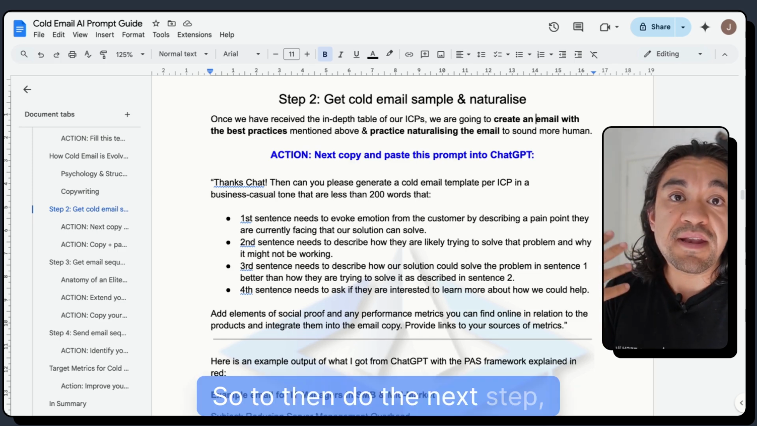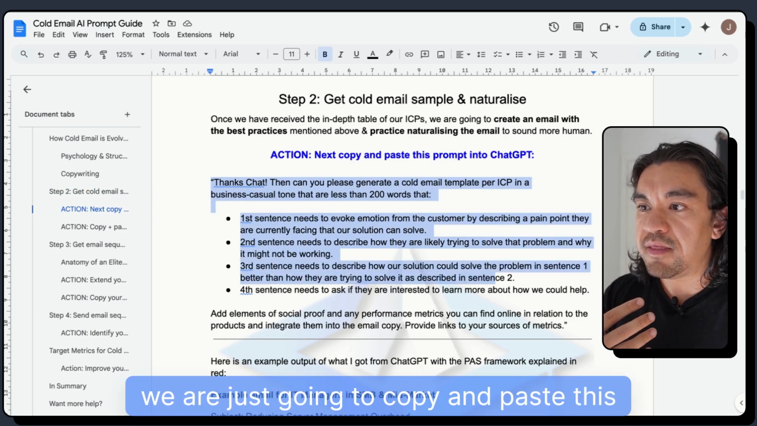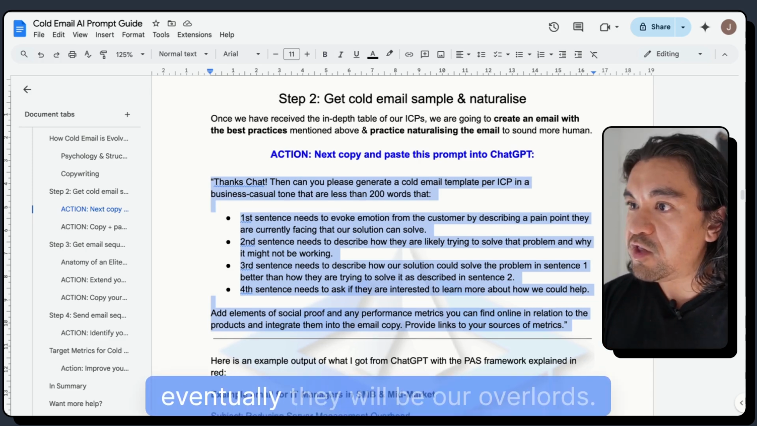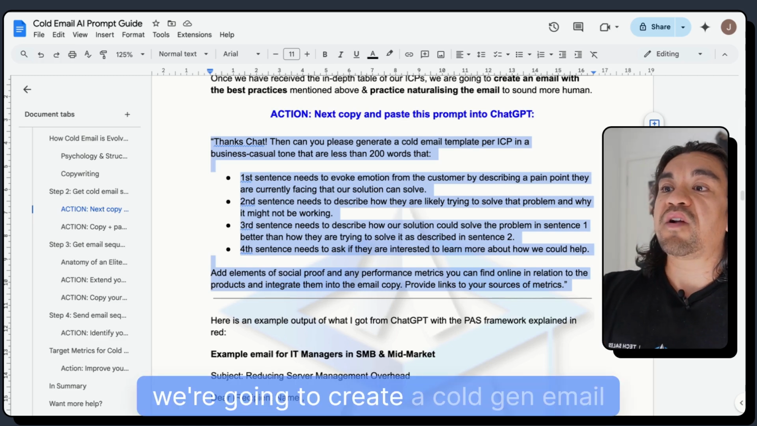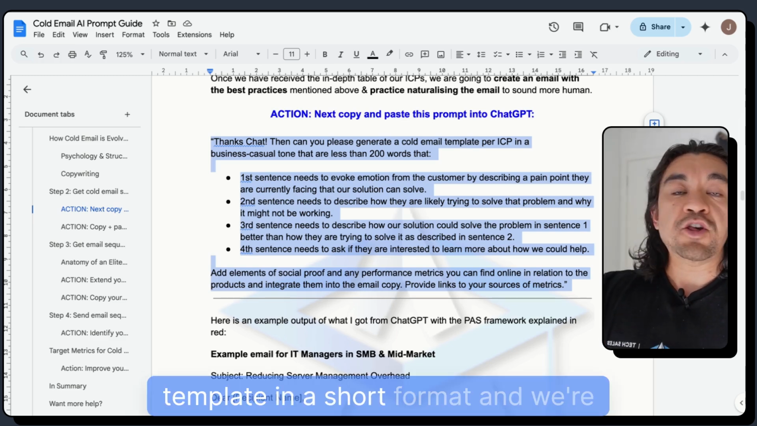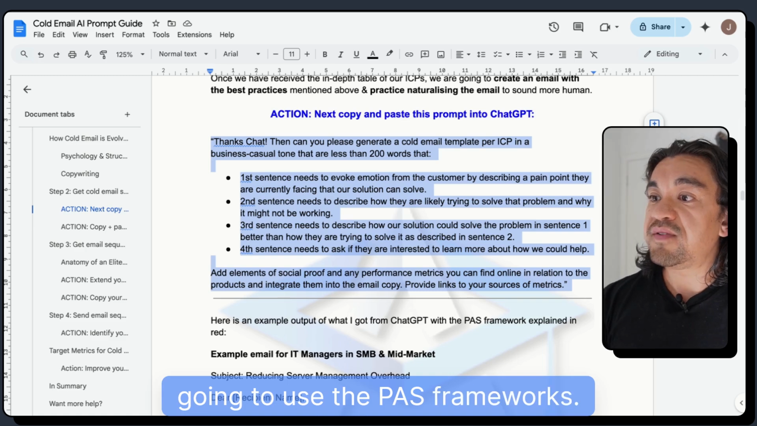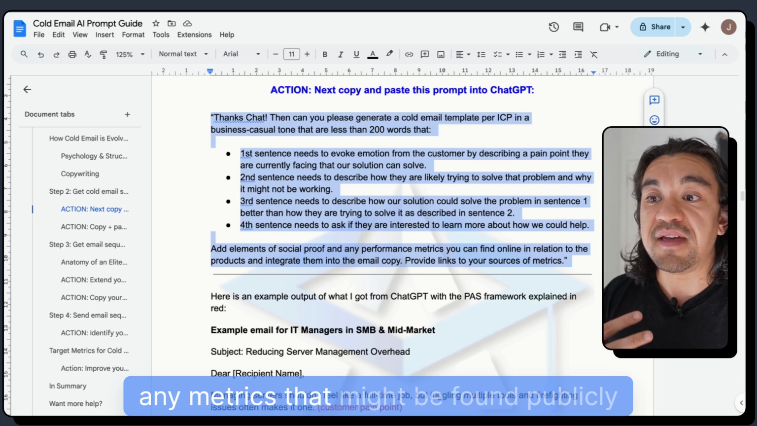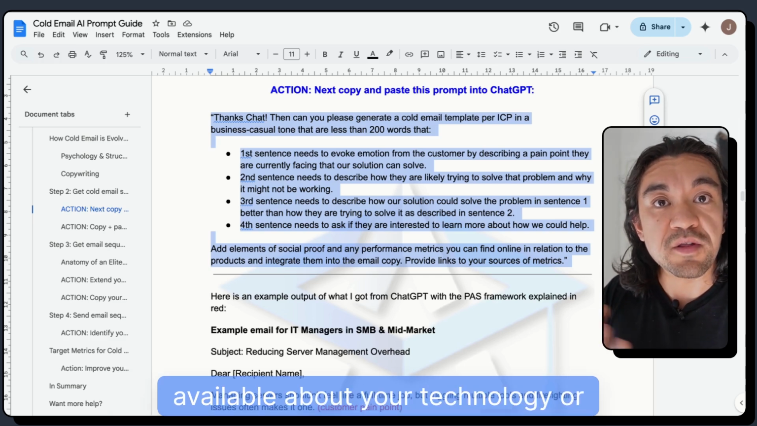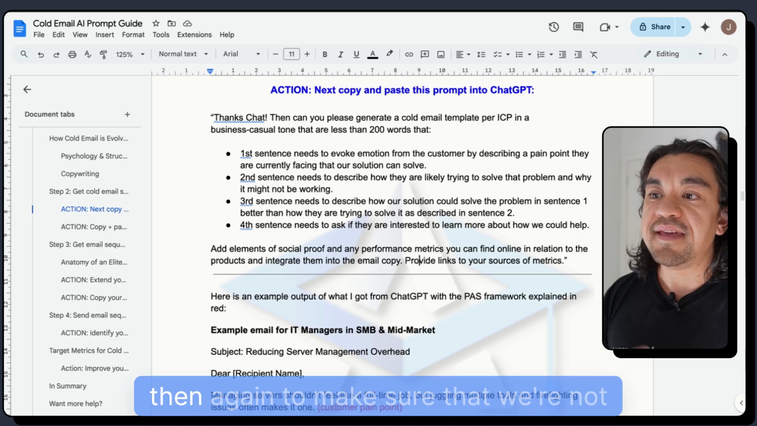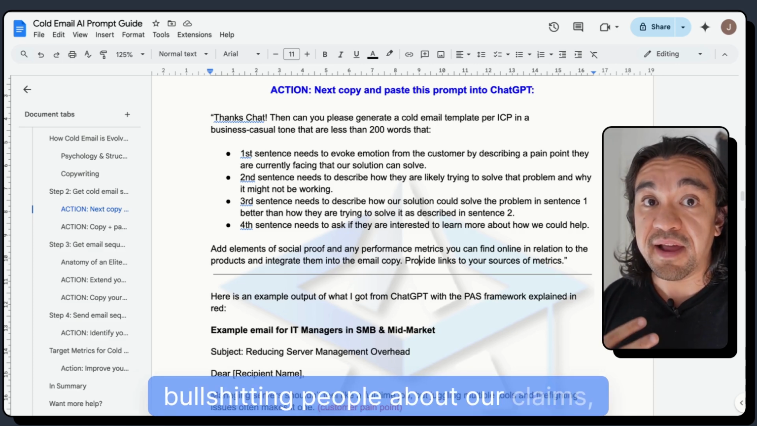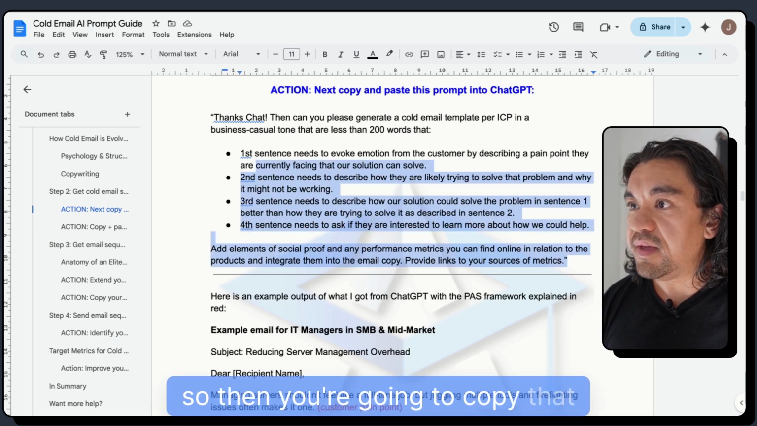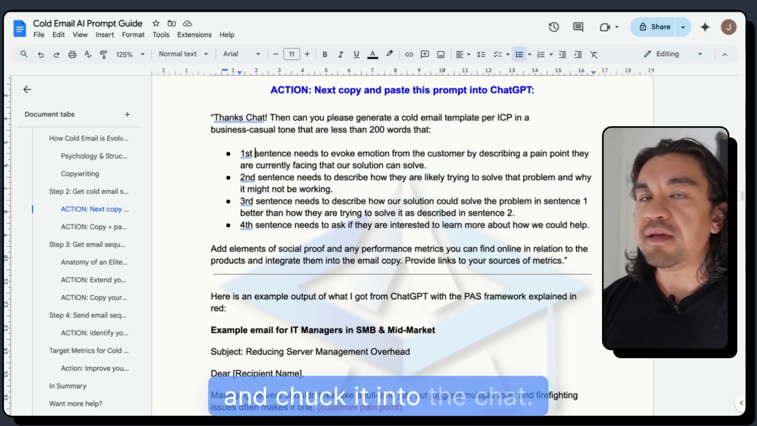So to then do the next step, we're just going to copy and paste this reference here. Okay, I say thanks chat. Always be nice to the AI because eventually they will be our overlords. We're going to create a cold email template in a short format, and we're going to use the PAS frameworks. We're going to use the power of the internet to integrate social proof and any metrics that might be found publicly available about your technology or solutions, because it does scour the internet. And then again, to make sure that we're not bullshitting people about our claims, provide links to sources of metrics as well. Okay, so then you're going to copy that and chuck it into the chat.